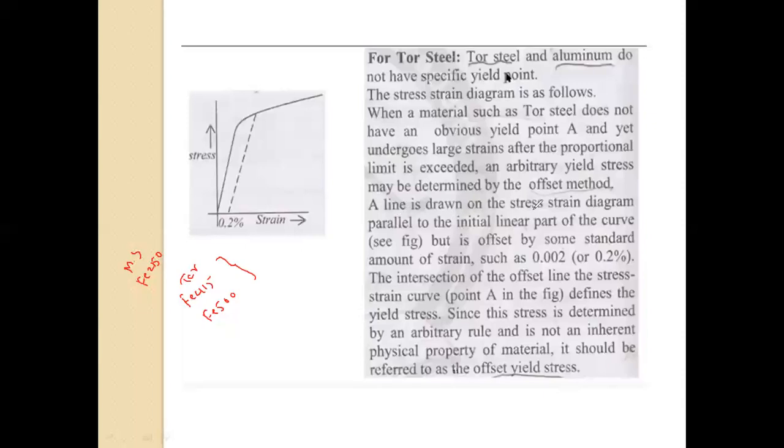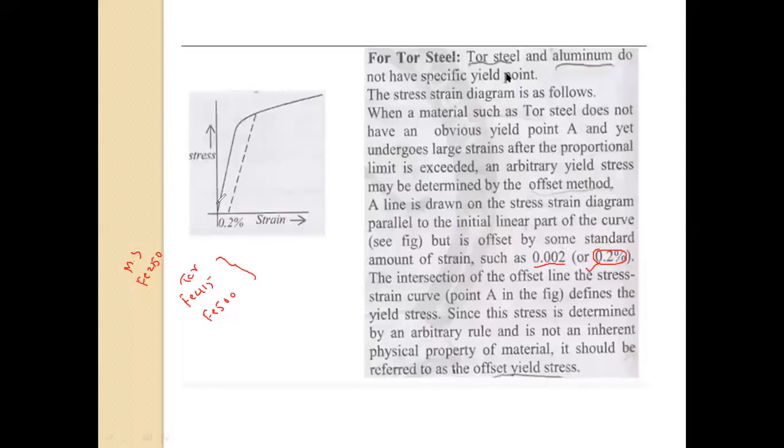A line is drawn on the stress strain diagram parallel to the initial linear part of the curve, but it is offset by some standard amount of strain such as 0.002 or 0.2%. Please remember, if the question is asked in percentage, then 0.2%, and without percentage, then 0.002.